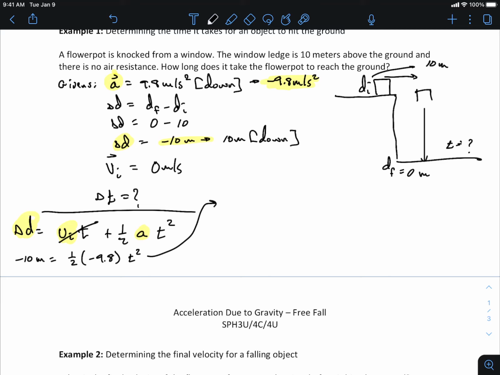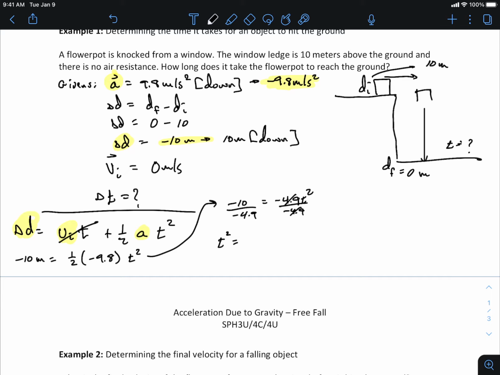We know what half of 9.8 is, so we're going to get negative 10 meters is equal to negative 4.9 t squared. So you say, okay, I'll divide both sides by negative 4.9. I don't really need the meter in there. You could, it just clutters things sometimes. Now the 4.9s cancel each other, and you're going to be left with t squared is equal to 10 divided by 4.9.